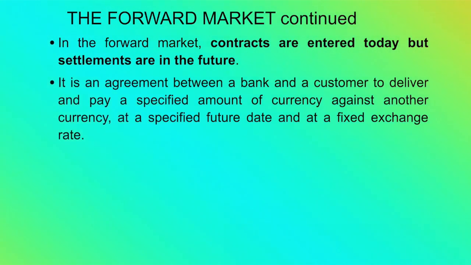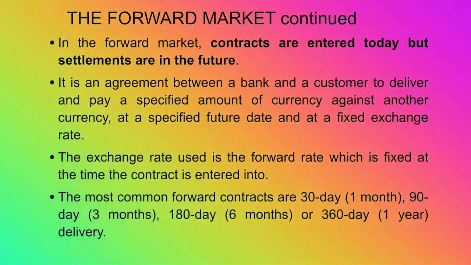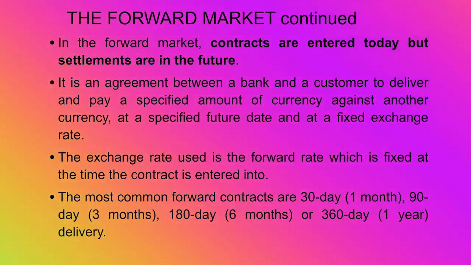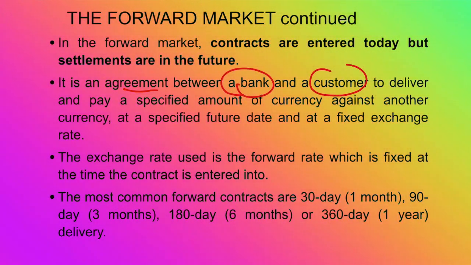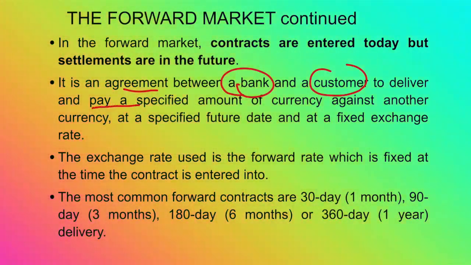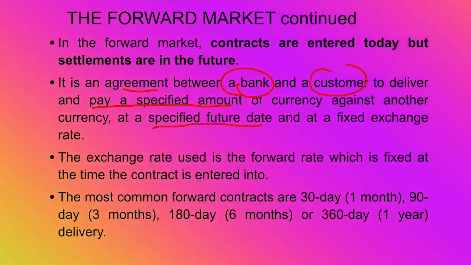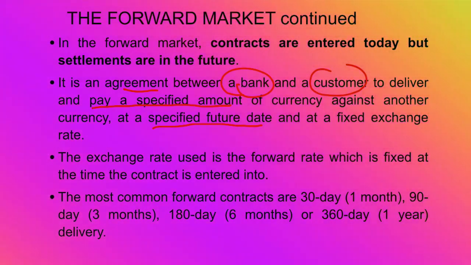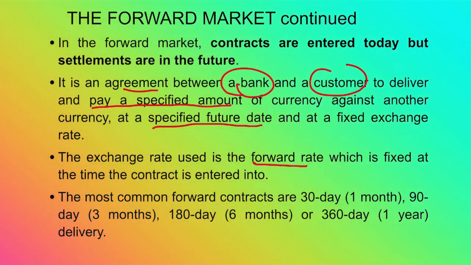If forward market contracts are entered into today, but the settlement is in the future, it is an agreement between a bank and a customer to deliver and pay a specified amount of currency against another currency at a specified future date and at a fixed exchange rate. The exchange rate used is the forward rate, which is fixed at the time the contract is entered into.